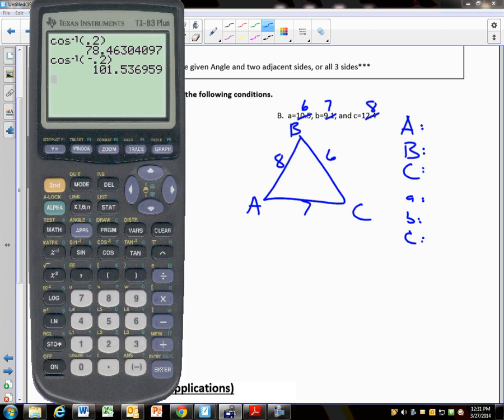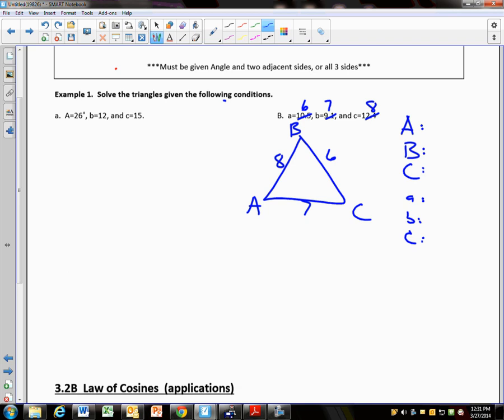Is 78 in the first quadrant or the second quadrant? First quadrant. Is cosine positive or negative in the first quadrant? Positive. Look at the next one. 101 is in the second quadrant. It's obtuse, and cosine is negative in the second quadrant. So cosine understands if there's an obtuse angle. Sine doesn't. It can't do that for you. So we're going to force out the obtuse angle. If we start with a side, side, side situation, we make sure that we solve for the obtuse angle.